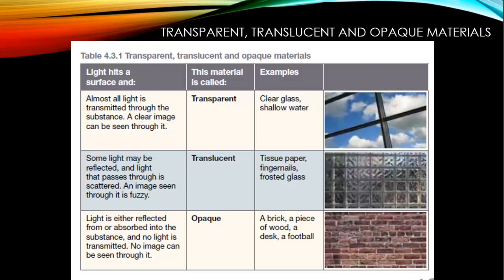Something that is translucent, such as tissue paper or fingernails or frosted glass, we say it's translucent because some of the light may be reflected and light that passes through it is scattered, which causes a really fuzzy image. We say that something's opaque, like a brick or a piece of wood, because light is either reflected from or absorbed into that substance and no light is transmitted, so you can't see any image through it.